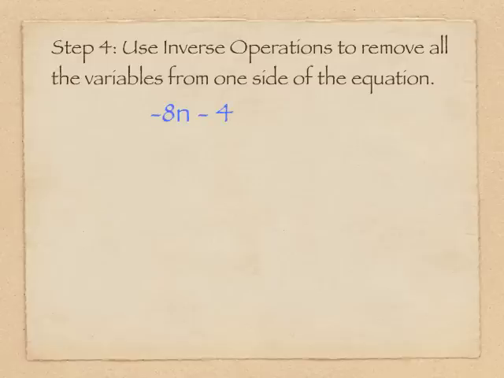For instance, negative 8n minus 4 is equal to 2n plus 26. Now this is going to get us into a little bit of a problem because we can't just divide by 8n or 2 and get rid of those variables. We're going to need to get all of the variables on one side of the equation.